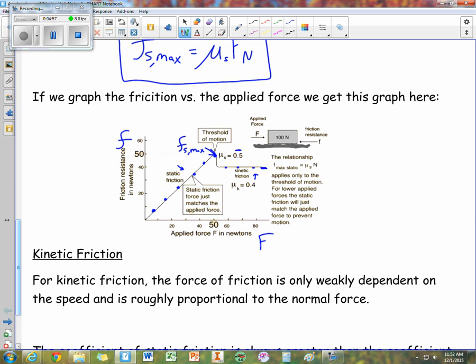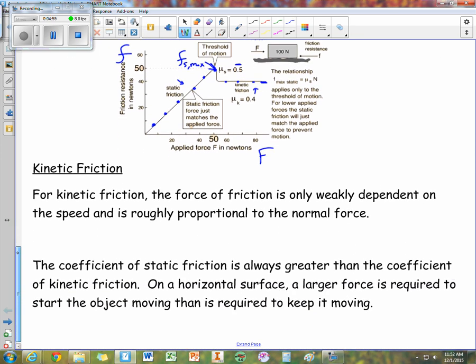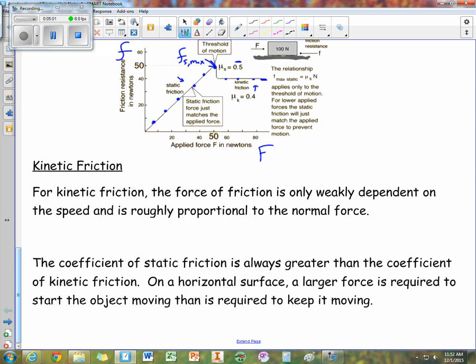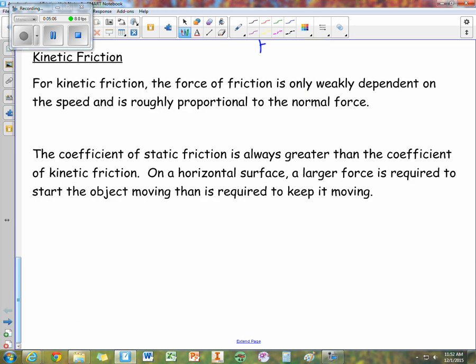So we need to be able to calculate kinetic friction. Well, this one's actually a lot easier. Well, I hate to say easier. It's actually very much the same. Kinetic friction equals the coefficient for kinetic friction times the normal force. That's really all there is to it. The coefficient for static friction will always be greater than the coefficient for kinetic friction.